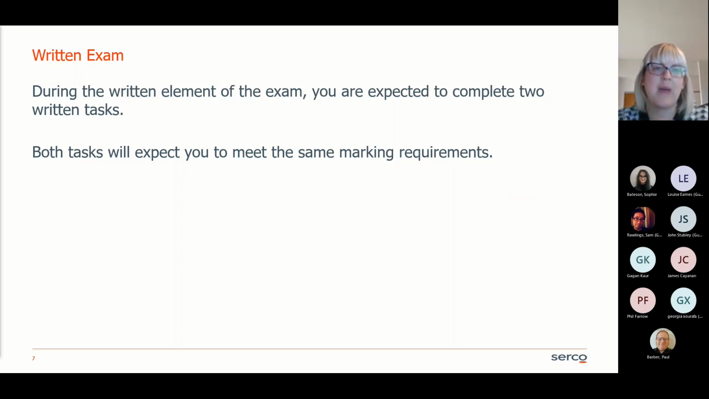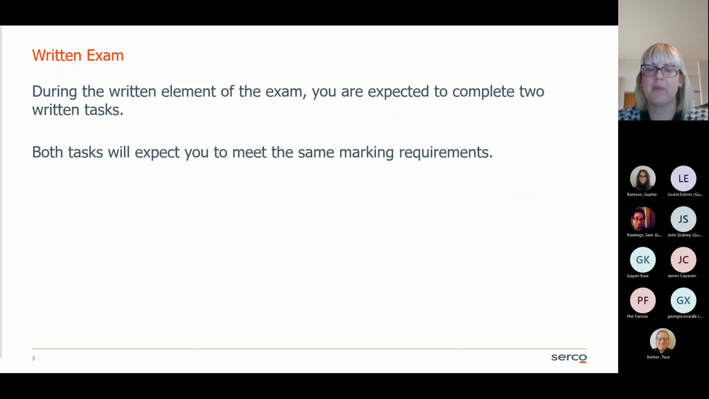So during your written element of the exam, you're expected to complete 2 written tasks. And in both of the tasks, you'll be expected to meet the same marking criteria, same marking requirements. So I'm just going to pull up the marking requirements. These will be present in your exam, but you probably would skim over them quite quickly, I would imagine.